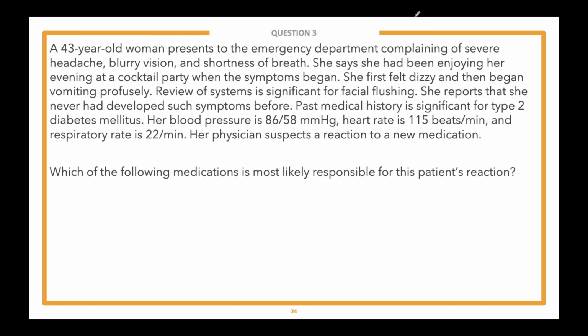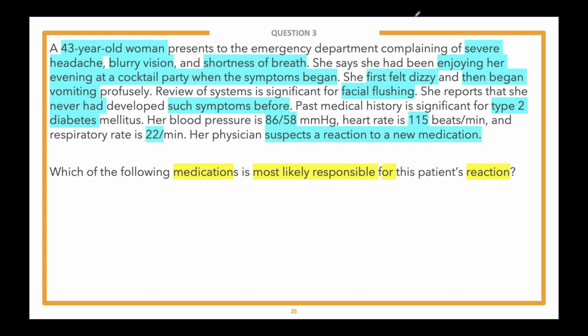Thank you, Sean. So once again, we'll go ahead and show you what we think are the important clues in the vignette and the lead-in. So again, demographics: this is a 43-year-old woman coming in with headache, blurry vision, and shortness of breath. And again, some interesting clues there. Enjoying her evening at a cocktail party when the symptoms began. Whenever they give you something interesting like that, it's always important to make note of it, and oftentimes important to answering the question as well.